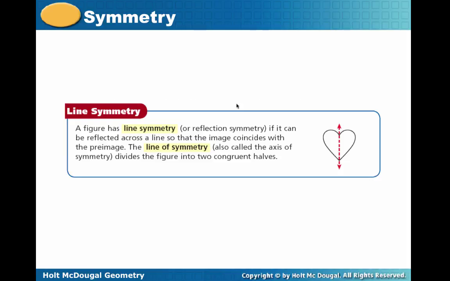Line symmetry. A figure has line symmetry if it can be reflected across a line so that the image coincides with the pre-image. The line of symmetry divides the figure into two congruent halves.